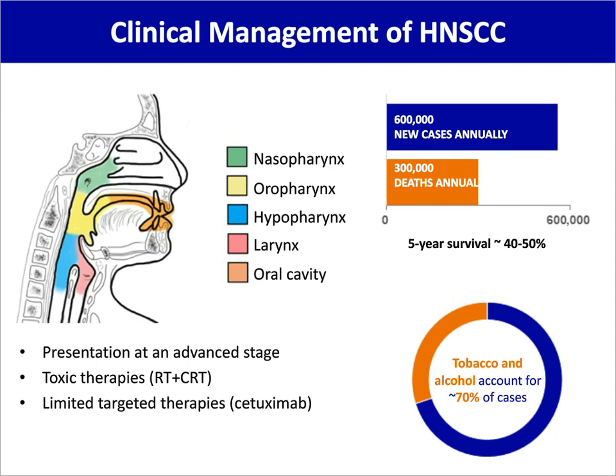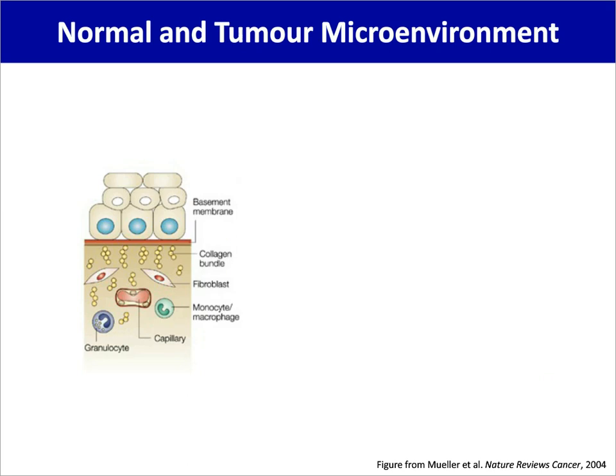There are a limited number of targeted therapies available for head and neck cancers. For example, cetuximab, which is a monoclonal antibody against EGFR, which is often upregulated in these cancers. So that suggests that a better molecular understanding of head and neck cancers, as well as the complex interaction of tumor and stromal cells, is essential to better discover new targets for targeted therapies.